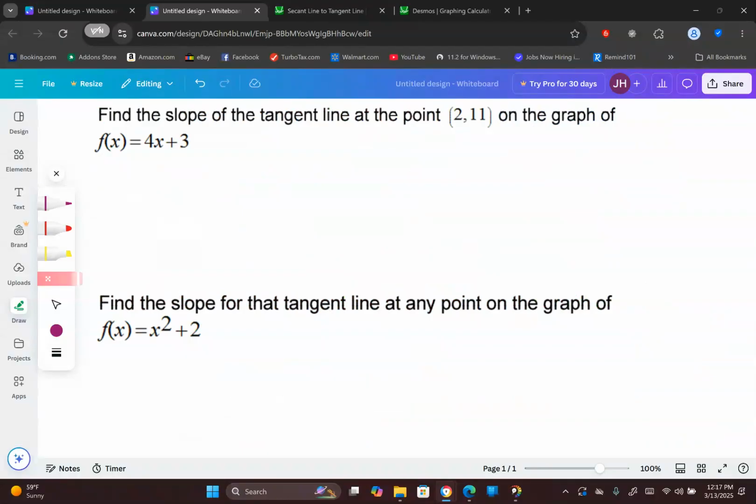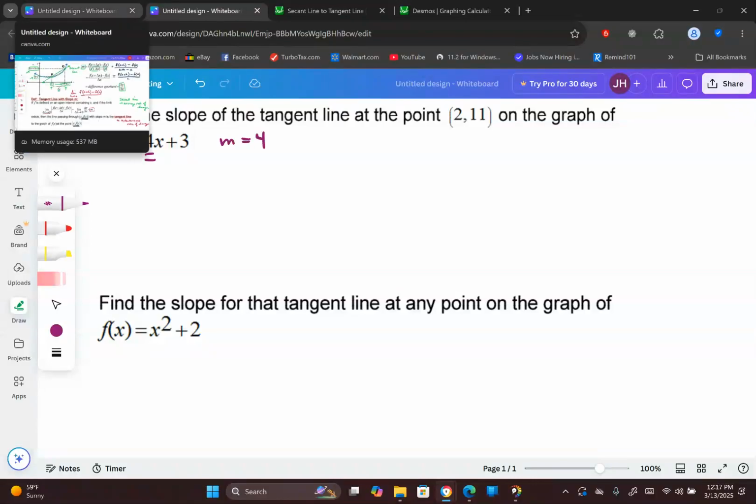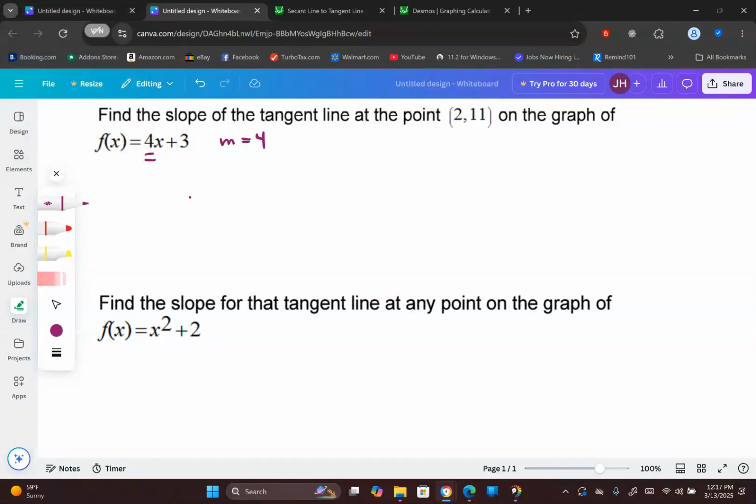You're probably thinking to yourself, well, hey, this is easy. If this is a line, I already know that the slope is 4. So I'm actually going to use this formula to show you it comes out to be 4. We're going to do the limit as h approaches 0 of f of a plus h minus f of a all over h. And again, I could have used c instead of a. I could have used delta x instead of h.